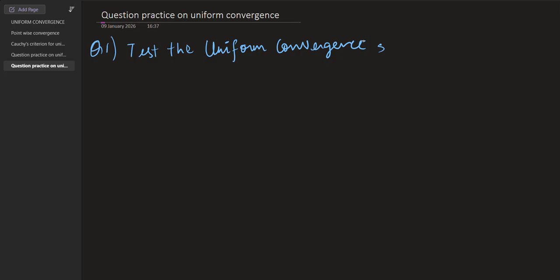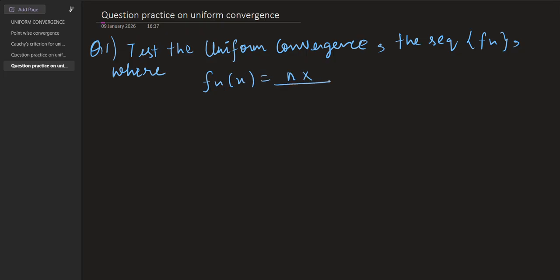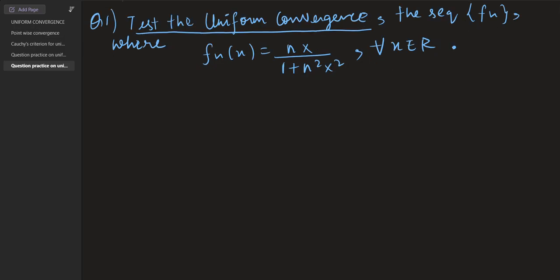Given the sequence Fn, where Fn of x is equal to nx upon 1 plus n square x square, for all x belongs to R. So in this question we have to test the uniform convergence. Fine. So solution. First we have to check whether it's pointwise convergent or not.